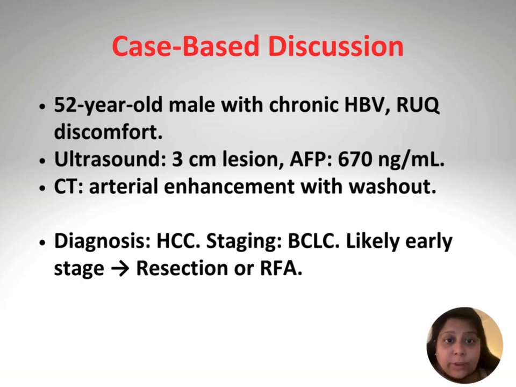As I have told you, HBV is a risk factor. Right upper quadrant discomfort is one of the clinical features which the patient will present with in cases of hepatocellular carcinoma. Ultrasound is a diagnostic modality. Alpha fetoprotein levels more than 400 nanogram per milliliter are suggestive of hepatocellular carcinoma. And CT shows the characteristic arterial enhancement with washout. So the diagnosis is hepatocellular carcinoma. The staging is by BCLC stages, and the treatment option is resection or radiofrequency ablation.